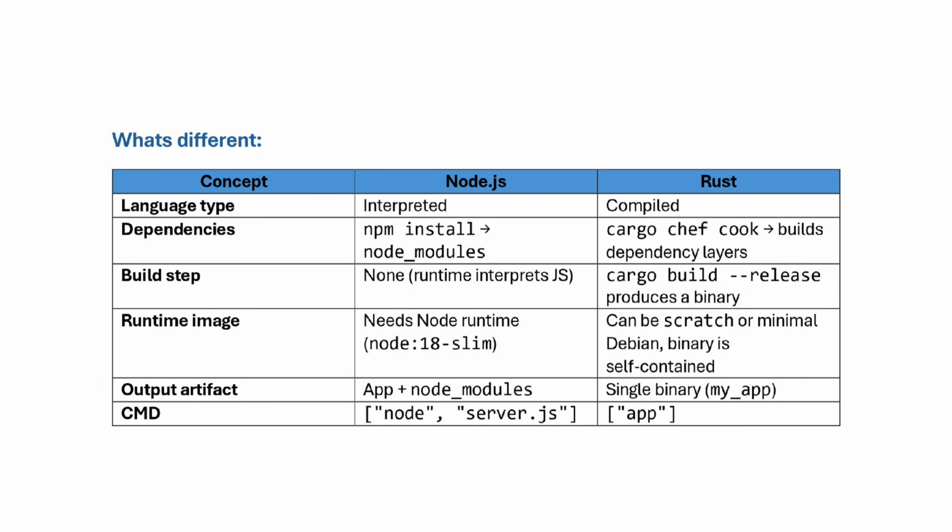Runtime image. In Node.js, it needs the Node runtime, that is Node 18 Slim, for example. In Rust, it can be Scratch or minimal Debian, because the binary is self-contained in compiled languages. Output artifact. In Node.js, it is the app plus node_modules. In Rust, it is a single binary, that is my_app. CMD. In Node.js, CMD is node server.js. In Rust, it is the app.